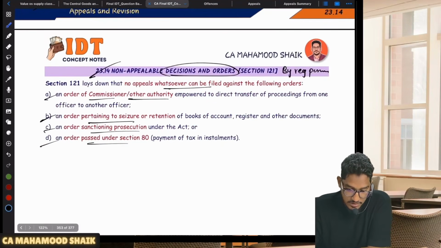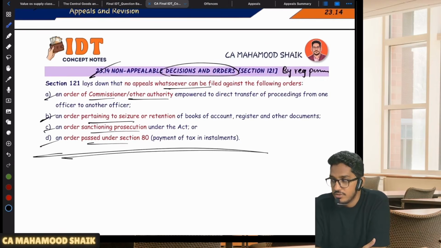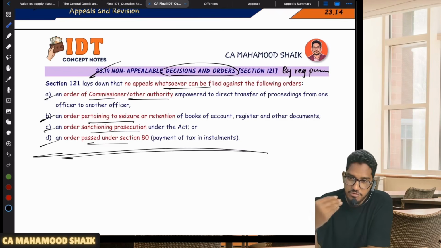Next, anyhow we are done with non-appealable decisions and orders. So successfully we have completed appeals and revision. Practically speaking, this should be the most confusing, but I think you will not face trouble now when it comes to the logical flow of the concept.